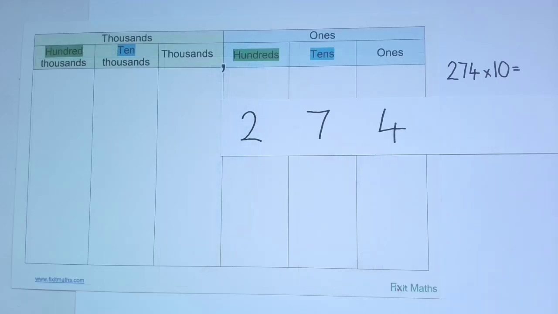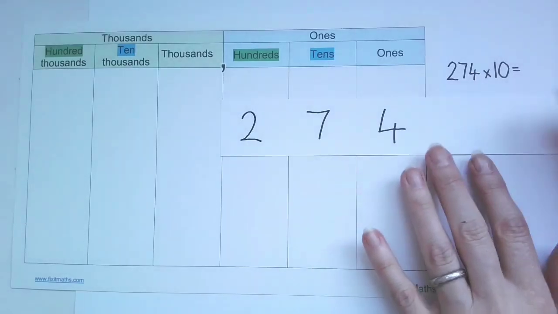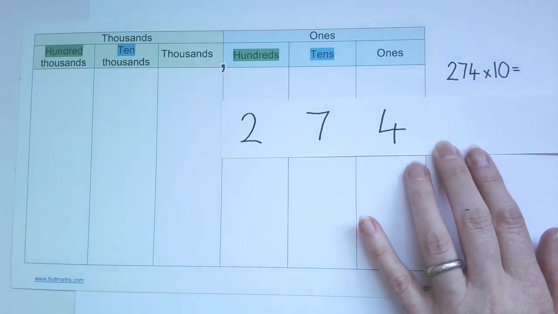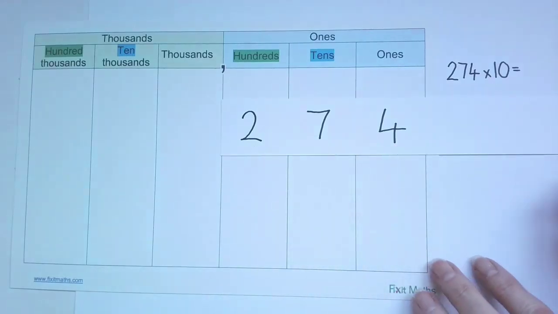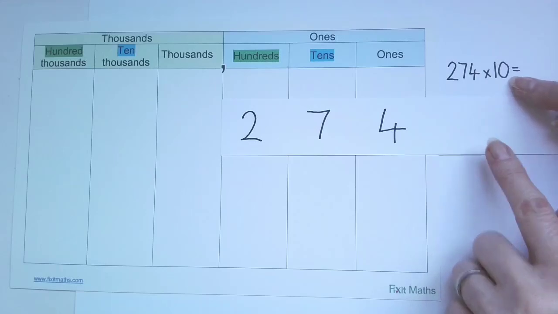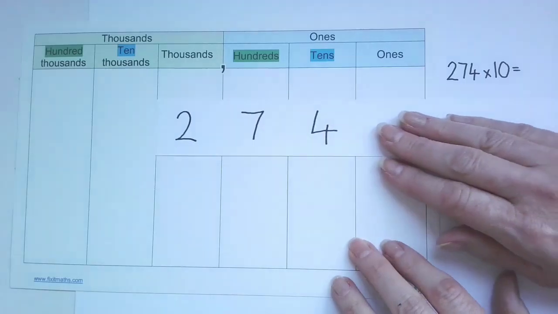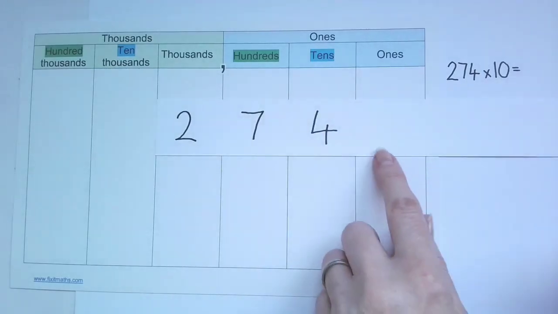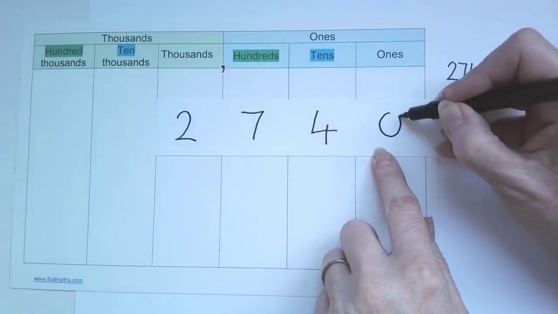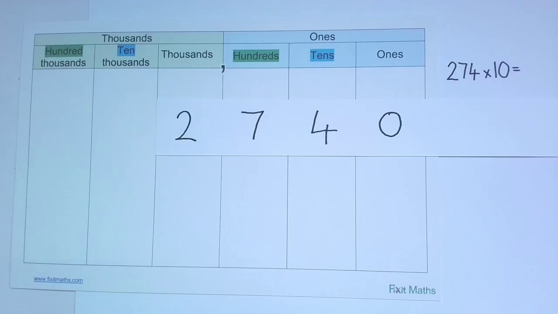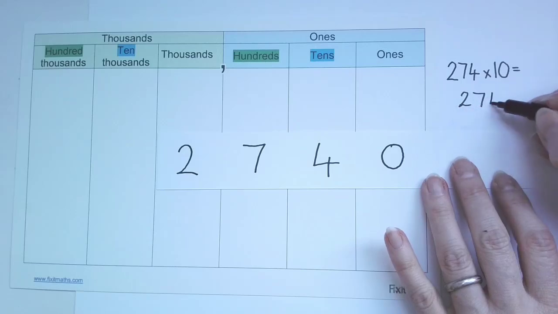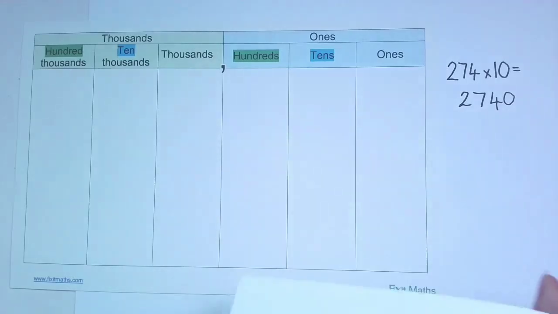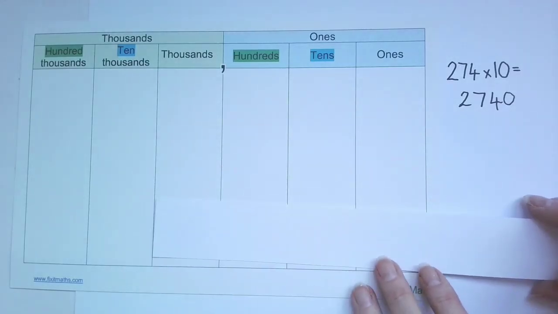Once we know what's happening when we multiply by 10, we can multiply any number by 10. And a really useful way of doing this is to write the number that you want to multiply on a long strip of paper. So I have 274 with each digit in the correct column. And if I want to multiply that by 10, I know my digits are all going to slide along one column, and I can see I've got nothing in my ones, so I need to write that 0 in. So my answer would be 2,740.